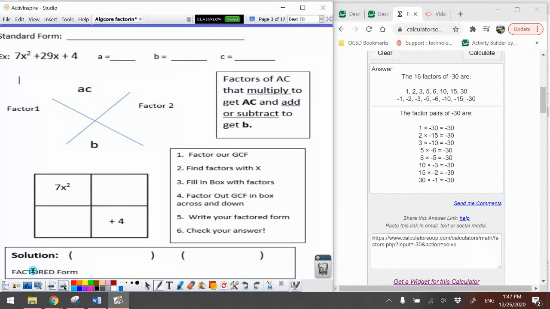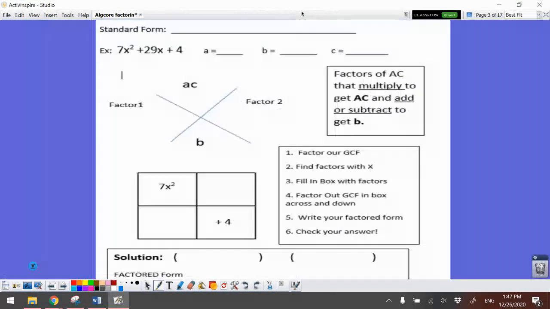Okay, so let's take a look at this problem here. We're going to be looking at 7x squared plus 29x plus 4. And I want you to think back to standard form. Standard form of a polynomial is ax squared plus bx plus c is equal to 0. So that's standard form, where a, b, and c are the numbers in the trinomial. So our a is our first number. So a is 7, b is 29, and c is 4.